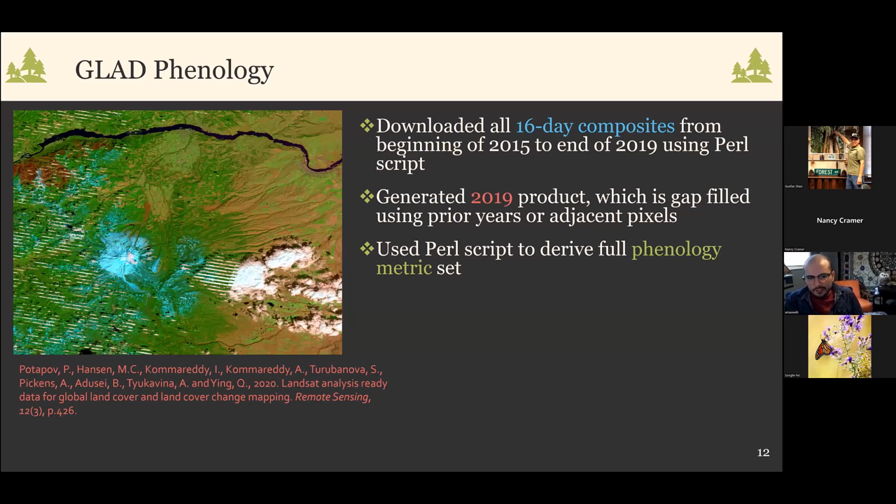And then you run these data through a Perl script, which goes through and aggregates the data. It does gap filling using the prior years if it has to, and if the prior years are still cloudy or there are gaps there, then it just linearly interpolates across missing pixels. So what you end up with is a data set that has a value at every location. And then from that data, they generate a large set of metrics that can go into predictive models.